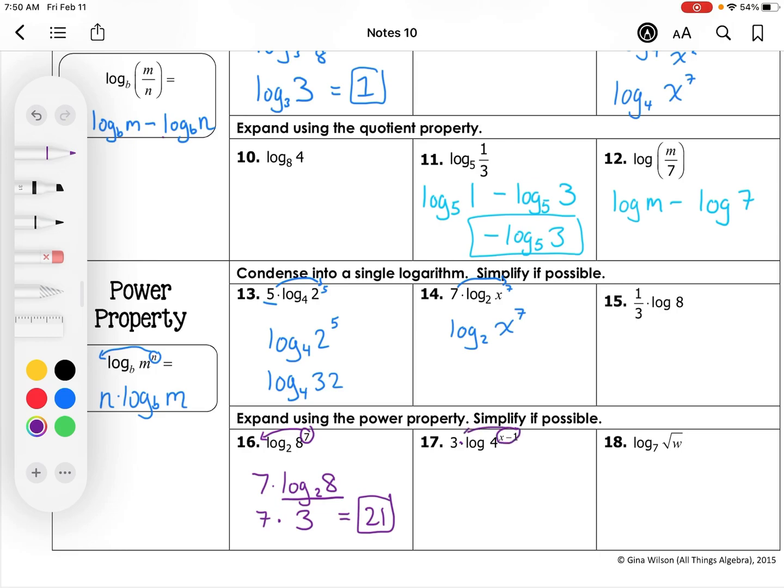So what we're going to do is take that exponent and bring it out in front. So we have 3x minus 1 in front of log 4. Distributing gives us 3x minus 3 of log 4. And I am actually going to separate this in parentheses right here.